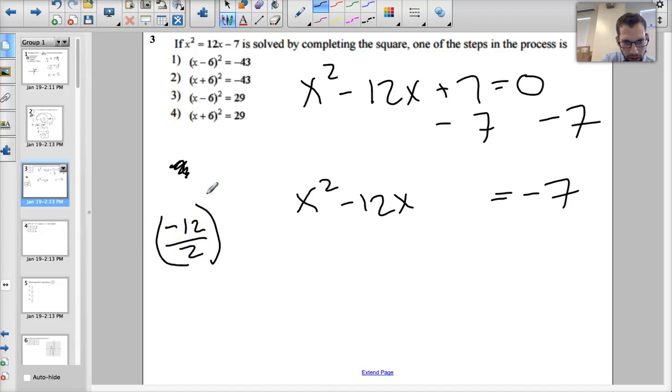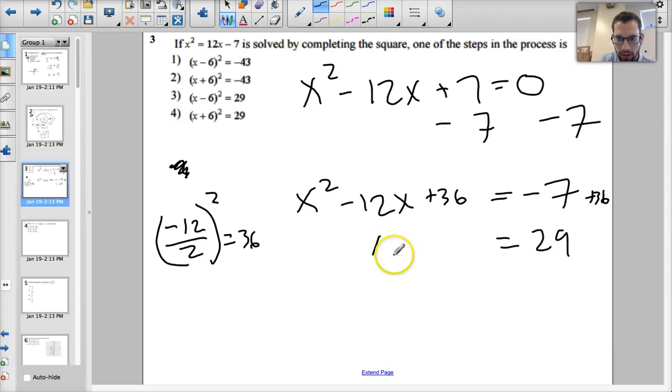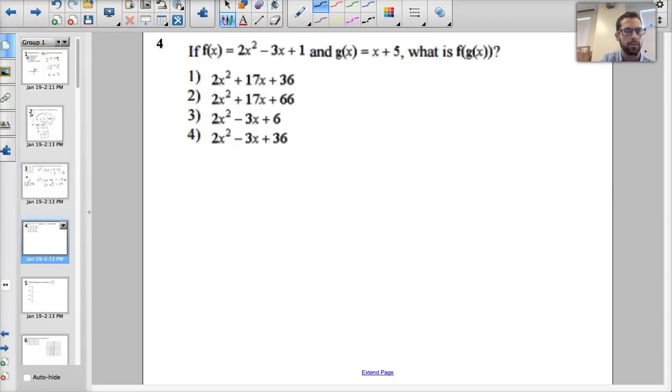And I'm going to square that. So that is going to be equal to negative 12 divided by 2 is negative 6. Squared is 36. So I am adding 36 to both sides. Negative 7 plus 36 is going to be equal to 29. And then this is going to factor into x minus 6 squared. And I see that is right here. X minus 6 squared equals 29.